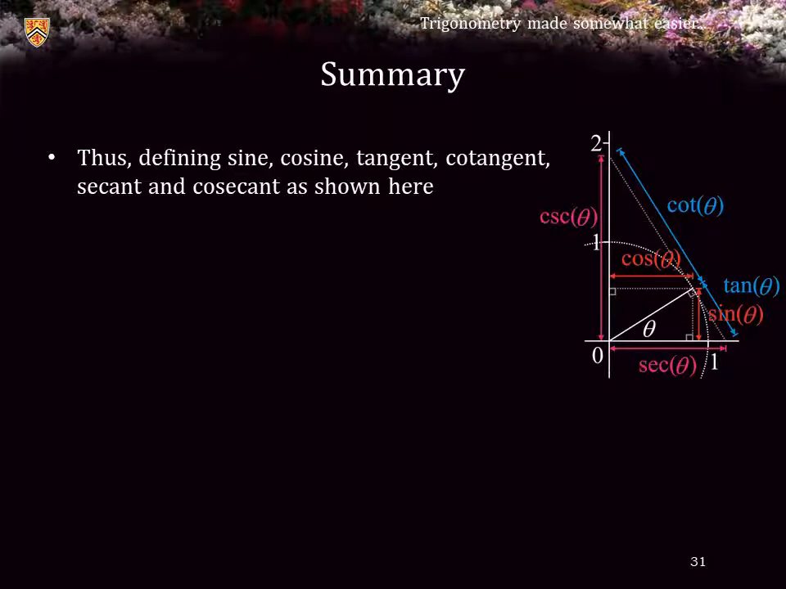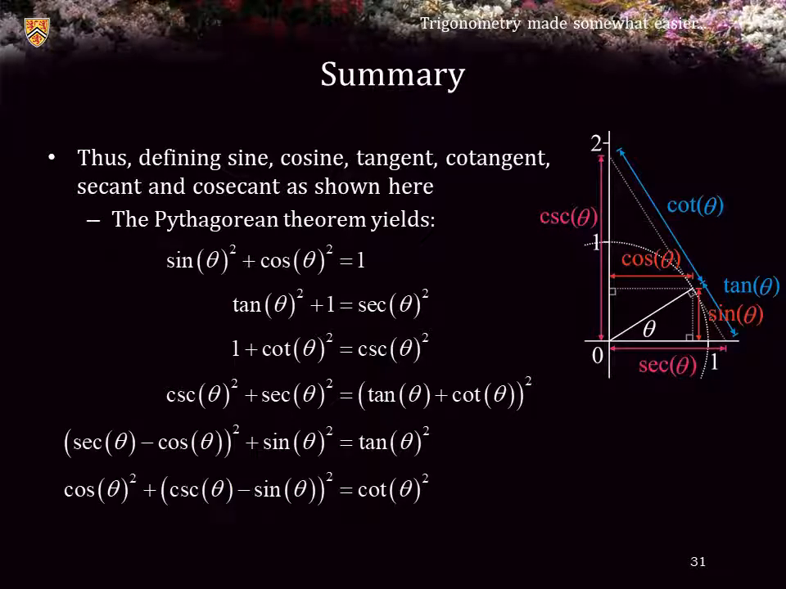Thus, if we define sine, cosine, tangent, cotangent, secant, and cosecant as the lengths of these line segments shown here, all relative to a unit circle and a line that forms an angle theta with the positive x-axis, then the Pythagorean theorem automatically yields these 6 formulas, the first three of which you should be familiar with, but the last three of which are just simple consequences of these triangles.